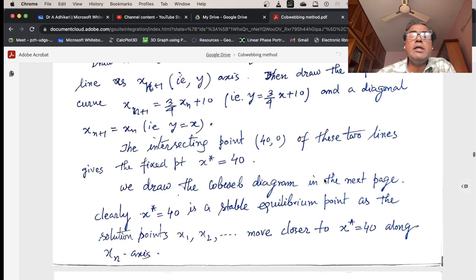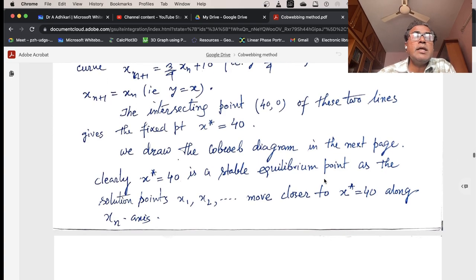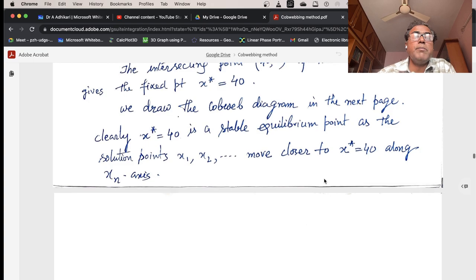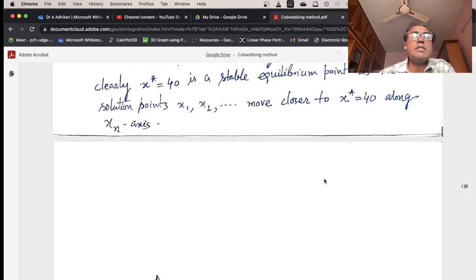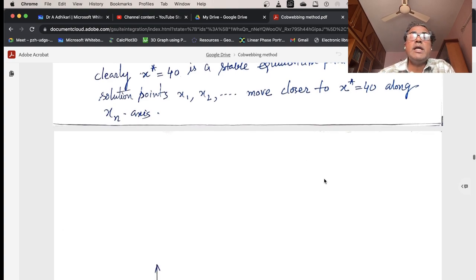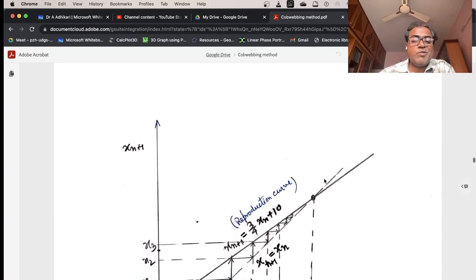The intersecting point is (40, 0) of these two lines, which gives the fixed point x equal to 40. We draw the cobweb diagram on the next page, and clearly x equal to 40 is a stable equilibrium point, as the solution points x1, x2, x3 move closer to x equal to 40 along the xn axis.